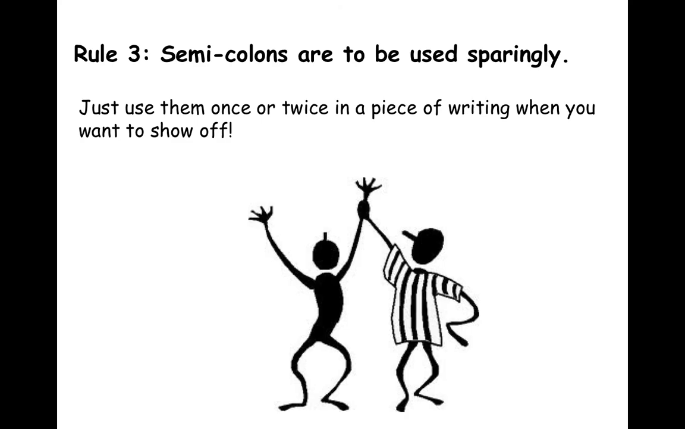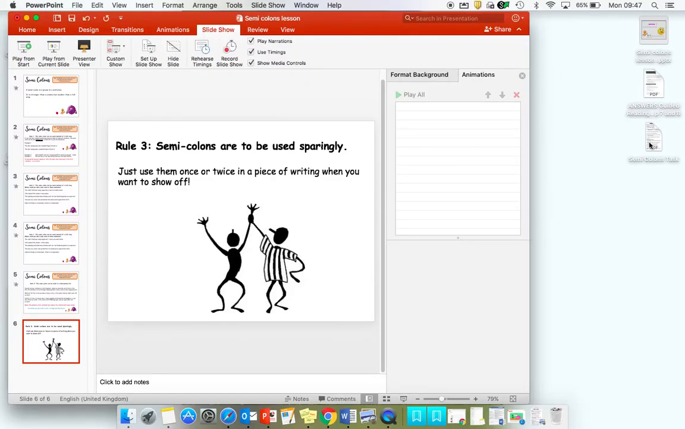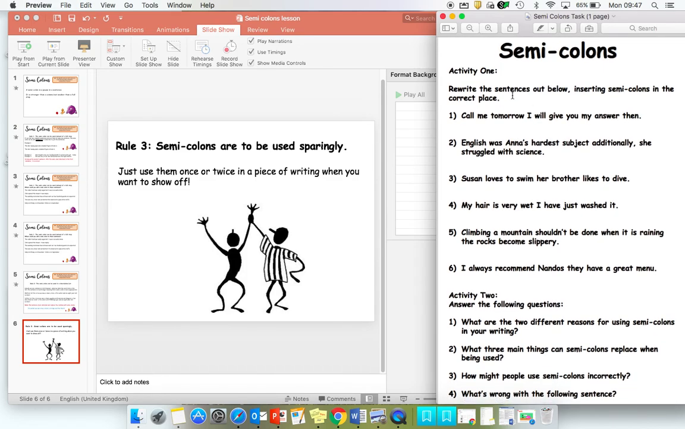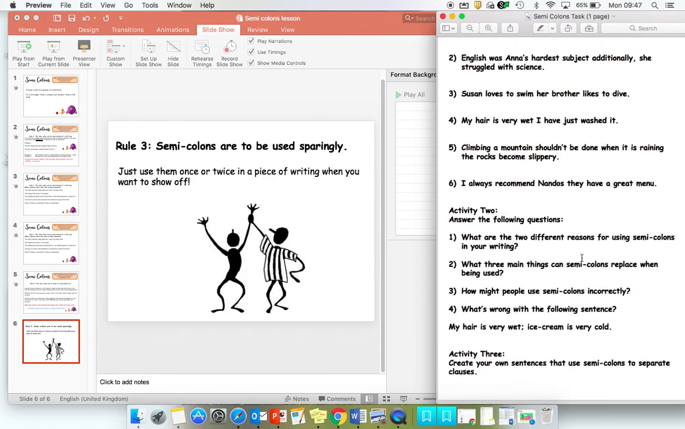Okay, what I'd like you to do now, Year 6, is on Google Classroom, you should hopefully have this task. Now, there's some different activities for you to do. So there's some sentences where you need to insert a semicolon. There's some where we've got questions about semicolons that I'd like you to have a go at answering. And then finally, activity 3, you're going to write some of your own sentences that include semicolons.